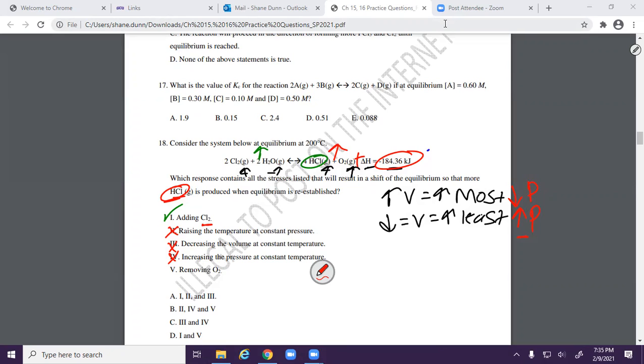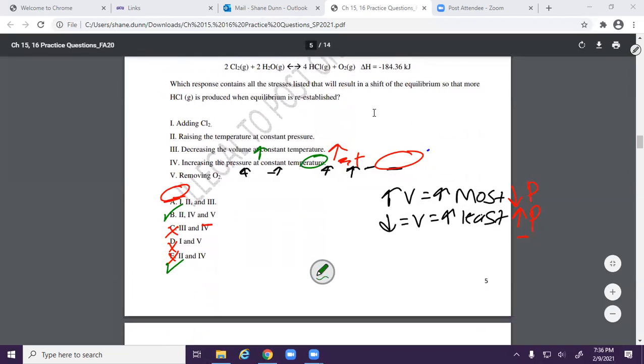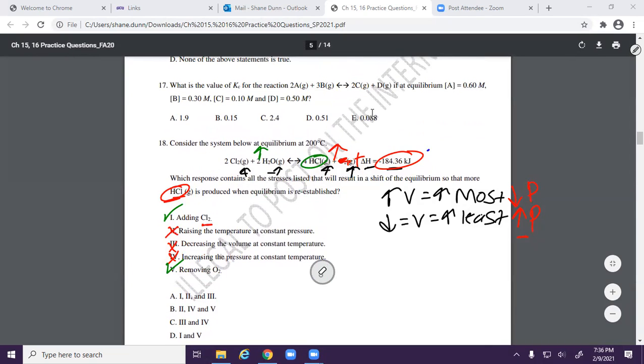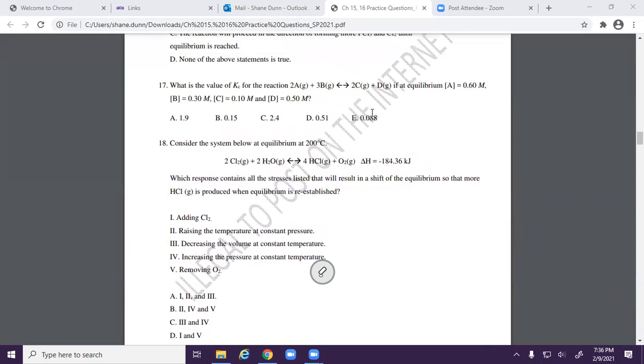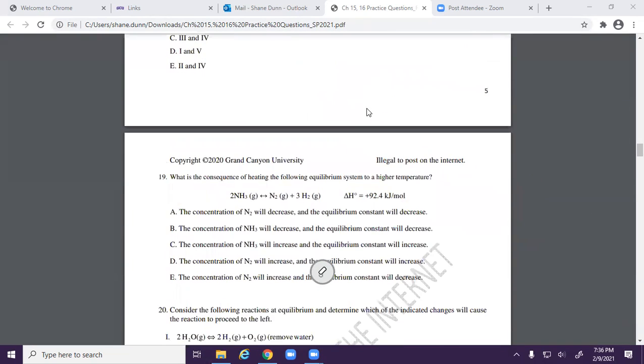Cool. If I remove all the oxygen from this equation, is it at equilibrium right now? No. It's going to shift as heavily as possible to make that up, right? So 1 in 5. Which one says 1 in 5? D. 1 in 5 is D, so 18 is D.